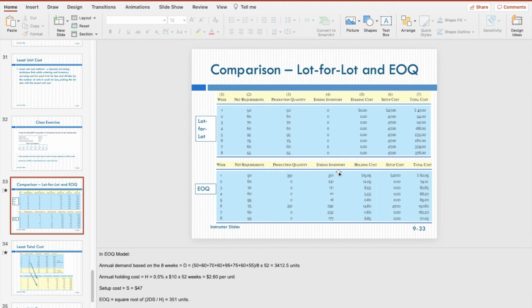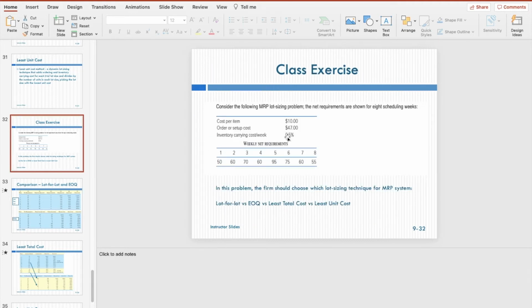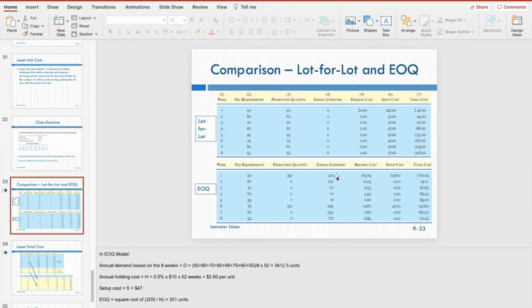So what is the ending inventory? Very easy, right? Use 351 minus 50, and that gives you the ending inventory, which is 301. That's it. Now, after you get the ending inventory of 301, how can we get the holding cost? This is very easy. 301 is the inventory, and the inventory carrying cost for that week is 0.5%, so you multiply by 0.5%. That will give you the holding cost.